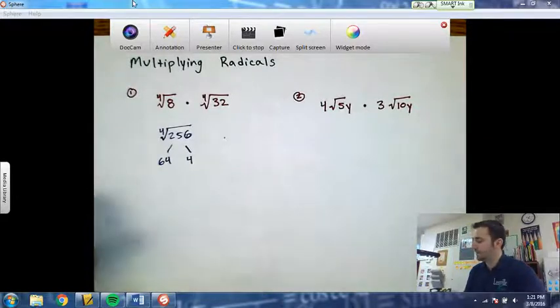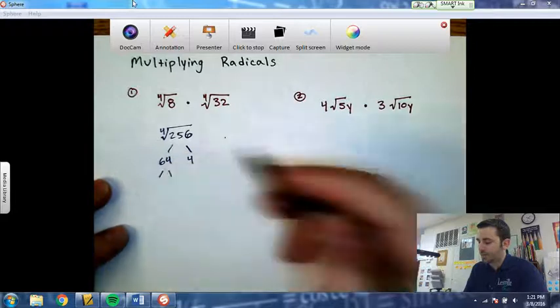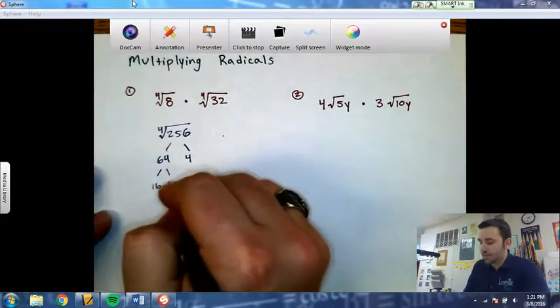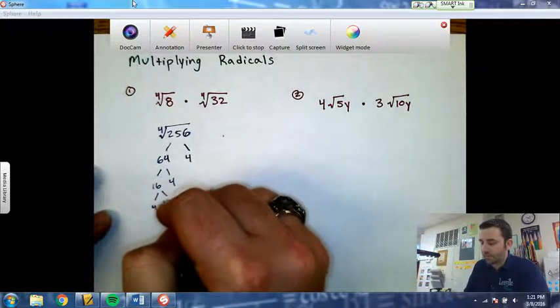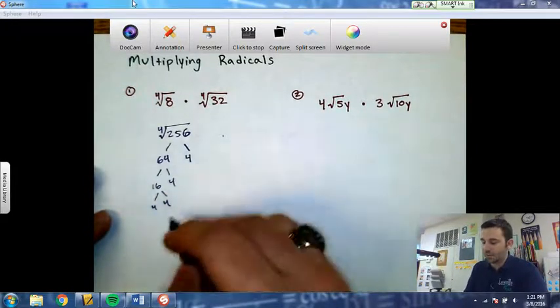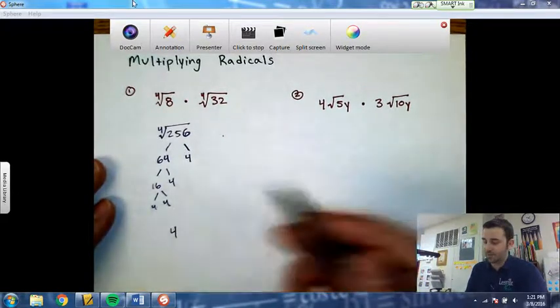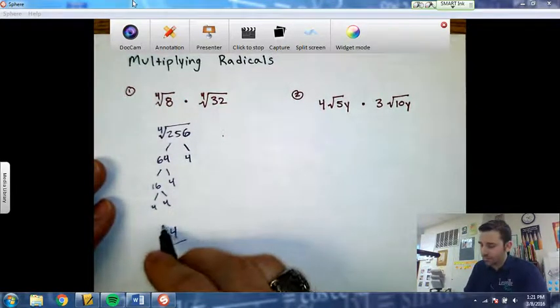And 64 can be broken up into 16 and 4, and 16 can be broken up into 4 and 4, and as we see, 4 groups of 4, so the fourth root of 256 is equivalent to 4. And so this has been simplified.